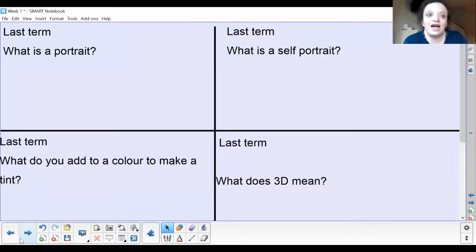Also, what do you add to a colour to make a tint? So if you've got a colour and you want to make it a tint of that colour, what other colour do you add to it? Pause if you need to. And what does 3D mean?